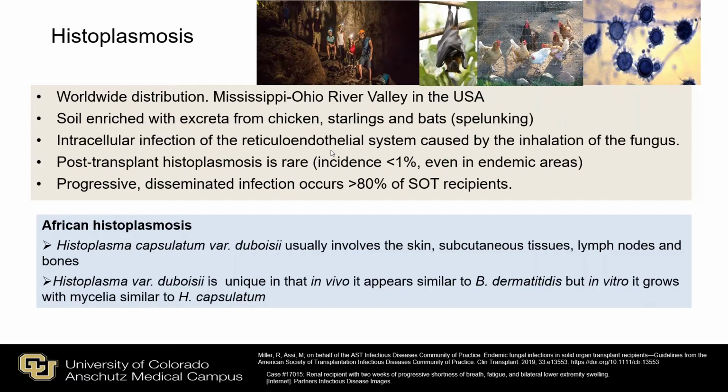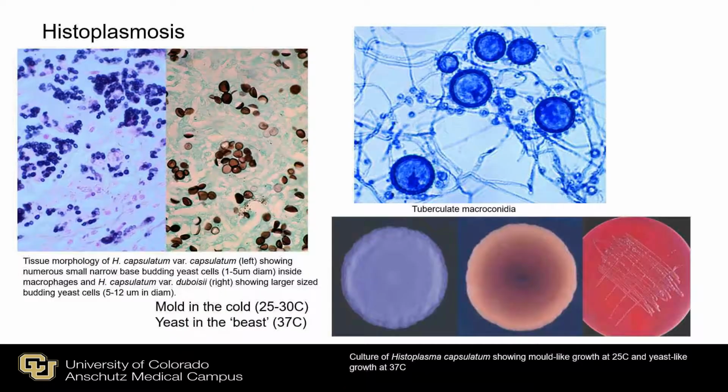I just want to mention African histoplasmosis, which is a separate entity from the regular histoplasmosis caused by Histoplasma capsulatum. African histoplasmosis is caused by variant duboisii, and it usually causes skin and bone lesions more than the regular reticuloendothelial system involvement. And with variant duboisii, in the body, the yeast form is so much bigger. It resembles Blastomyces, actually.